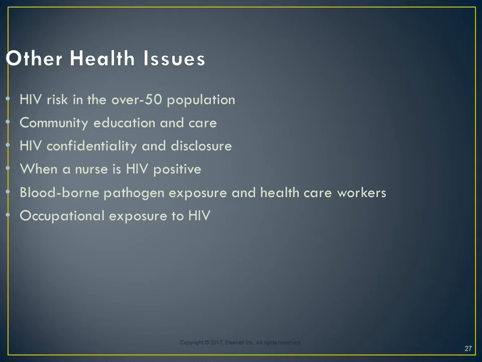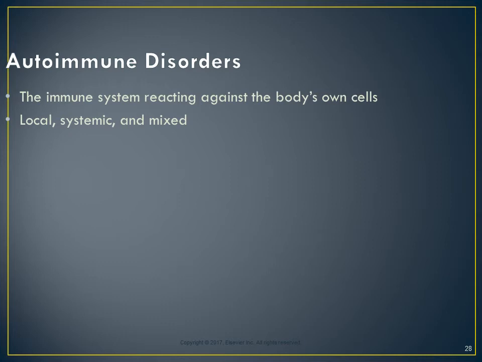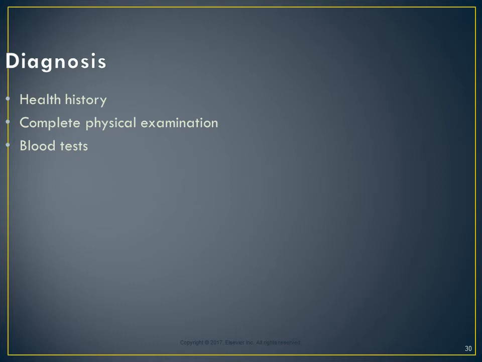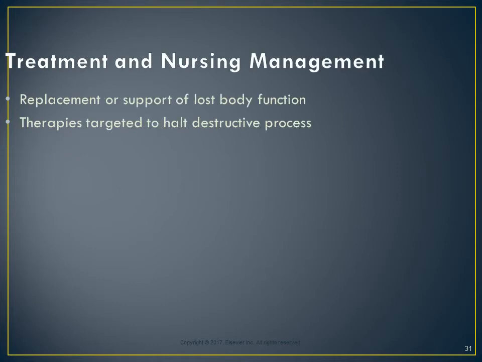occupational exposure to HIV. Some autoimmune disorders, the local immune system is reacting against the body's own cells. It can happen locally, systemically, and mixed. Some signs and symptoms, there are more than 80 diseases thought to be triggered by an alteration in immune function. You can see table 11.7 on page 231. Diagnosis includes a health history, complete physical exam, and blood tests. Treatment and nursing management includes replacement or support of lost body function and therapies targeted to halt the destructive process.